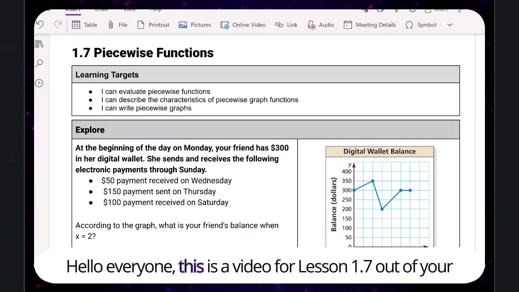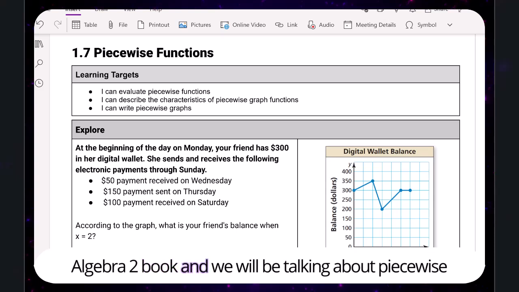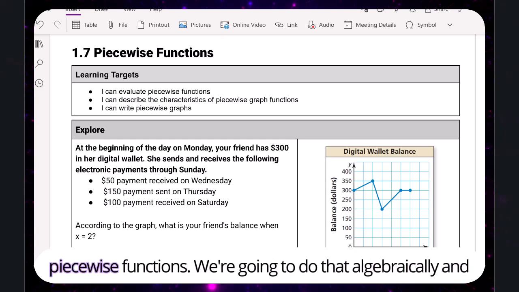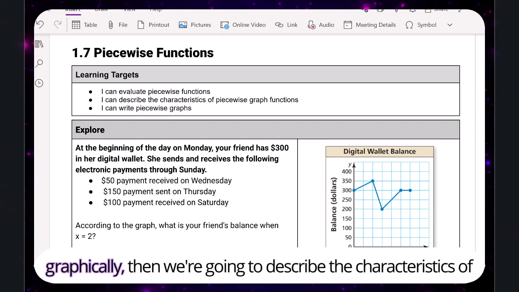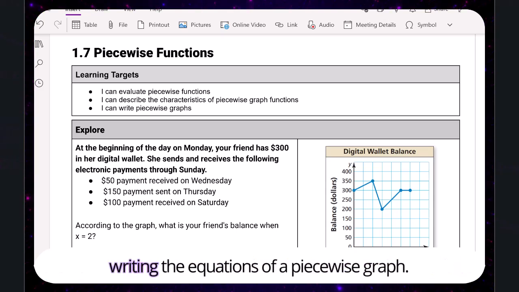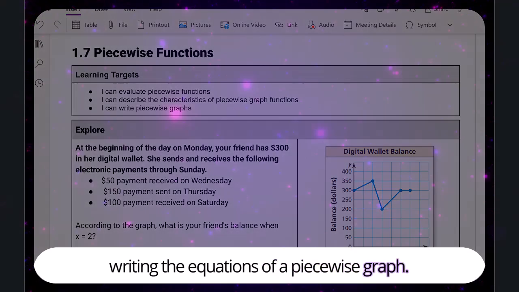Hello everyone, this is a video for lesson 1.7 out of your Algebra 2 book, and we will be talking about piecewise functions. Our goals for this lesson are to evaluate piecewise functions, algebraically and graphically. Then we're going to describe the characteristics of a piecewise graph, and a few of you, the honors students specifically, will be writing the equations of a piecewise graph.